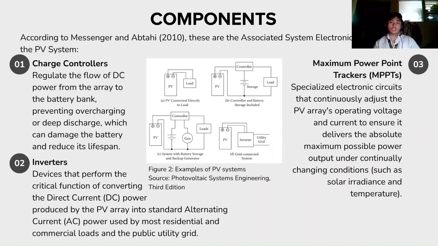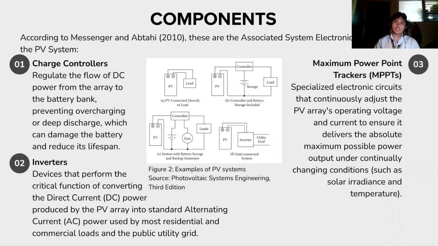And then these are the associated system electronic components in the PV system. So more on electronics. Charge control regulates the flow of DC power from the array to the battery banks, preventing overcharging or deep discharge, which can damage the battery and reduce its lifespan. So technically it tries to maintain the optimal level of this battery, not really lengthening its lifespan, but rather slowing down the reduction of its lifespan. It tries to slow down the aging of this battery.